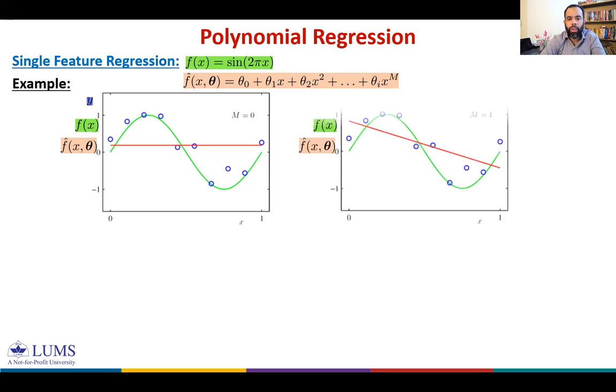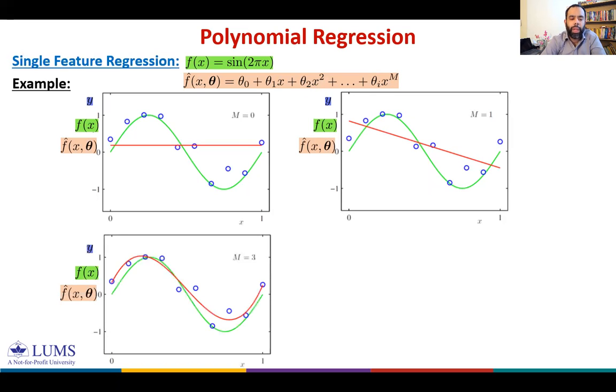Let's model using a straight line, m equal to 1. It is capturing some of the variations, right? But again, it's a poor model. What about m equal to 3? Get this.